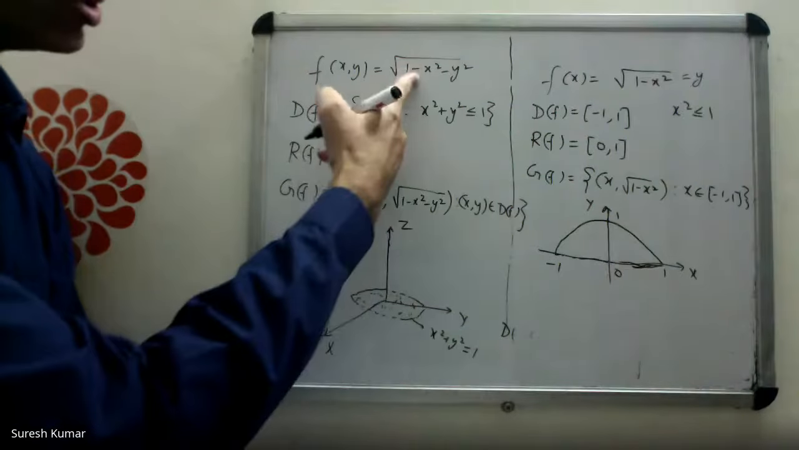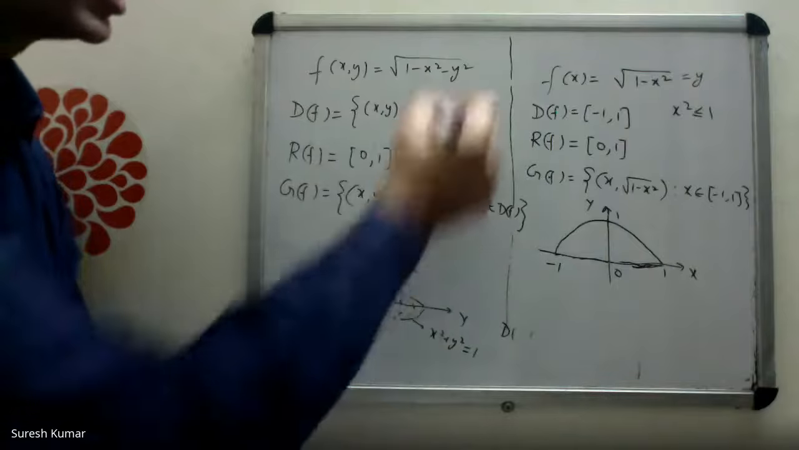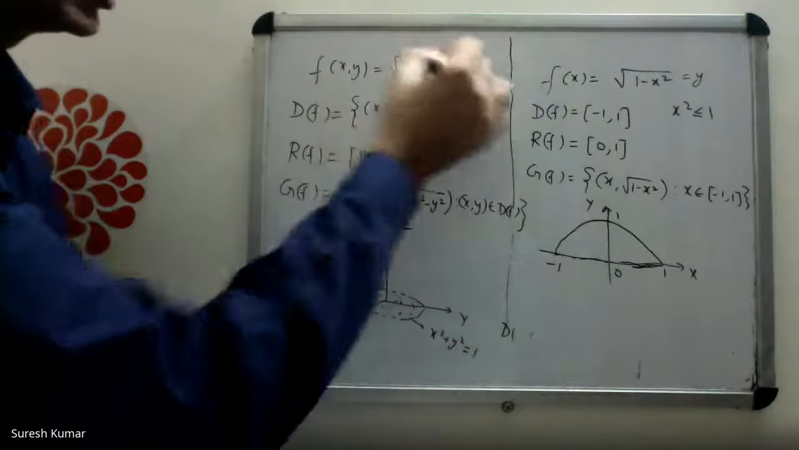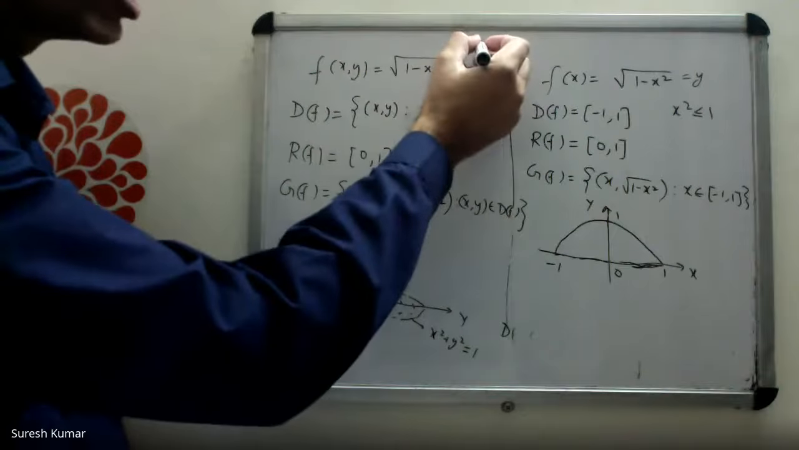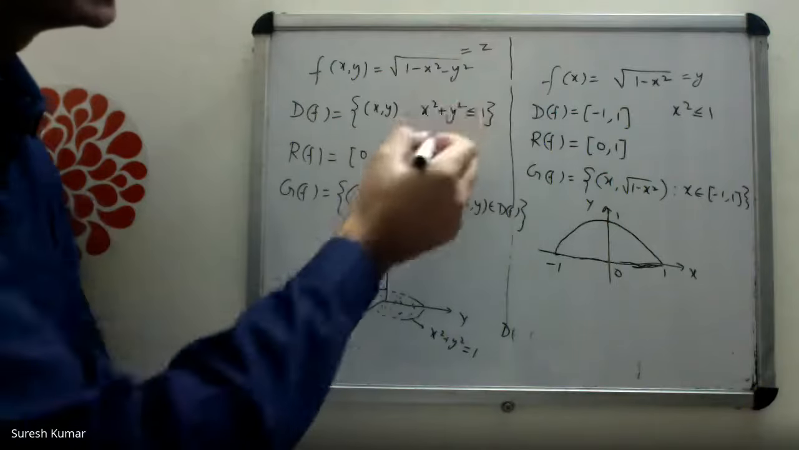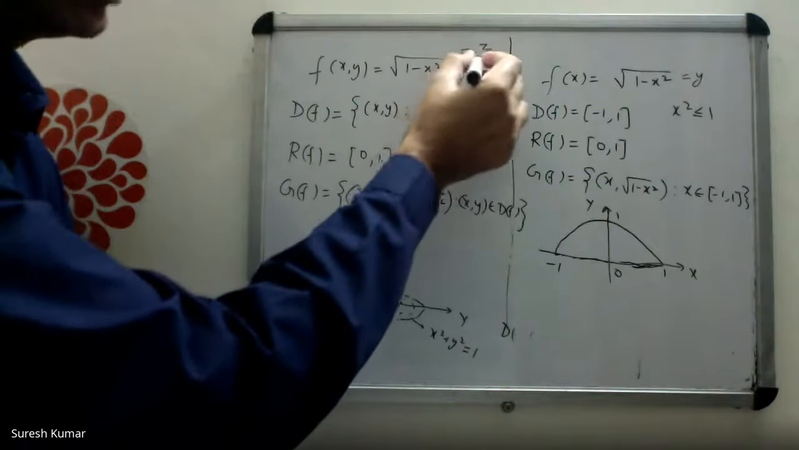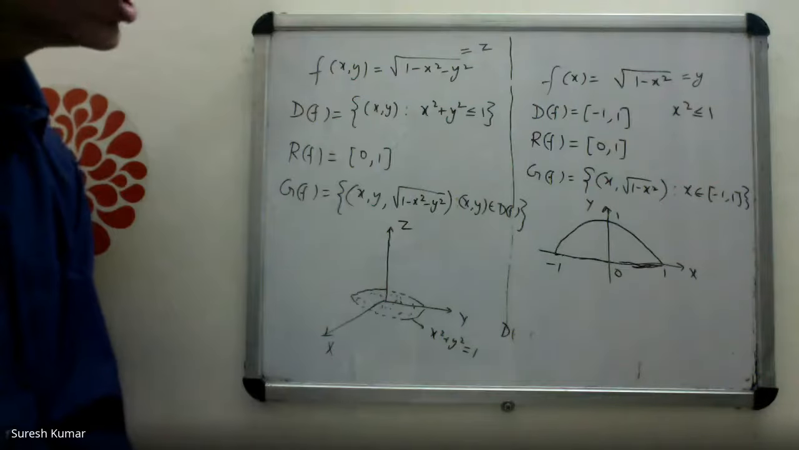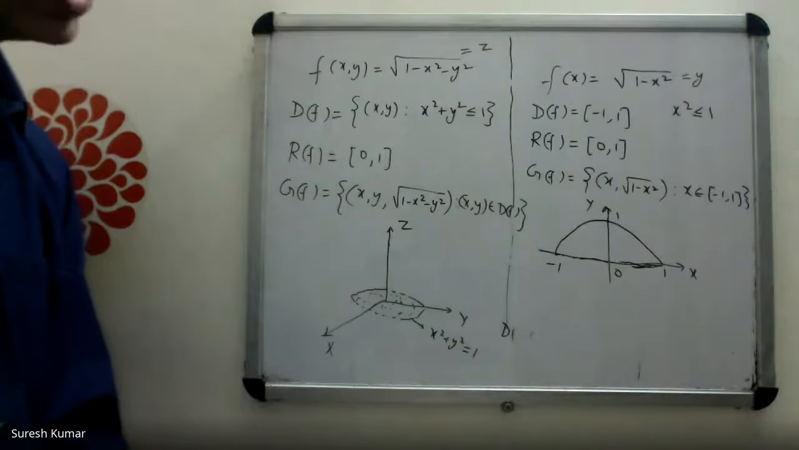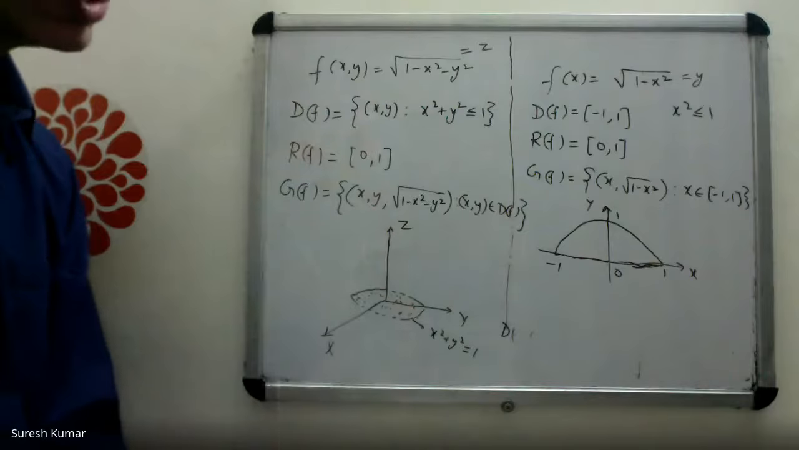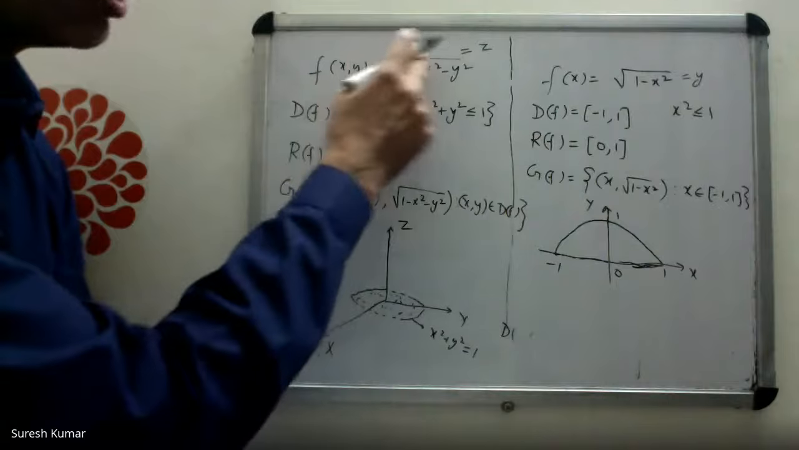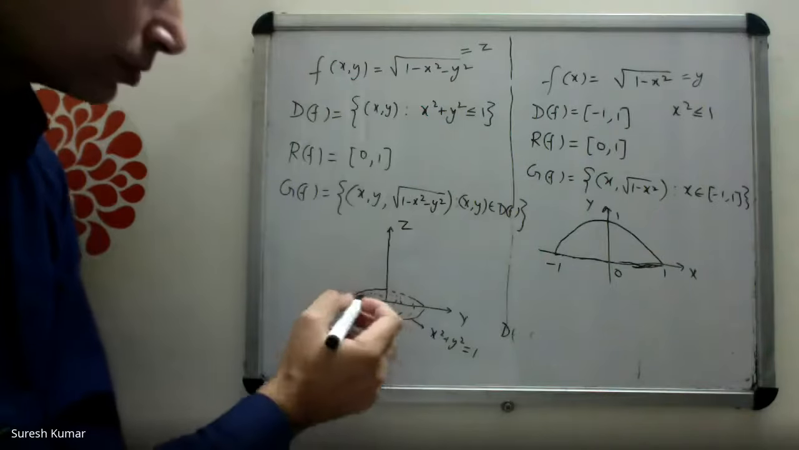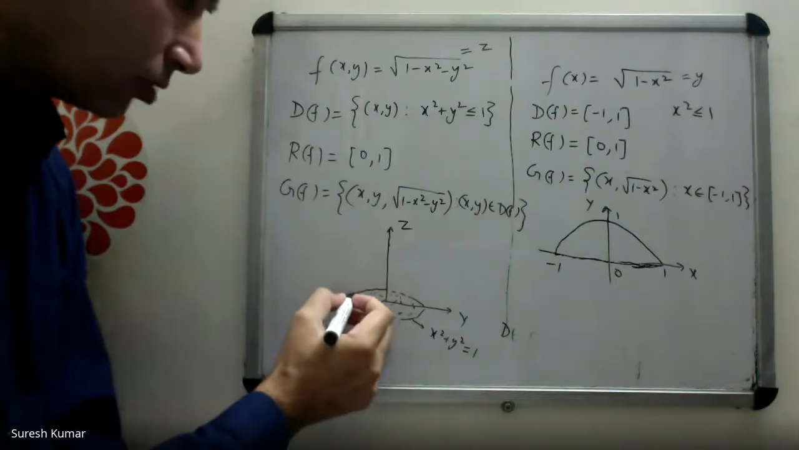What is the plot of this, meaning the graph? What is the graph of this function? Domain you have shown. Let's assume it is z. If you simplify it, meaning square both sides, you can think that it is actually x square plus y square plus z square equal to 1. That you know is a sphere of unit radius centered at origin. So only the positive part, meaning the hemisphere above the xy plane.